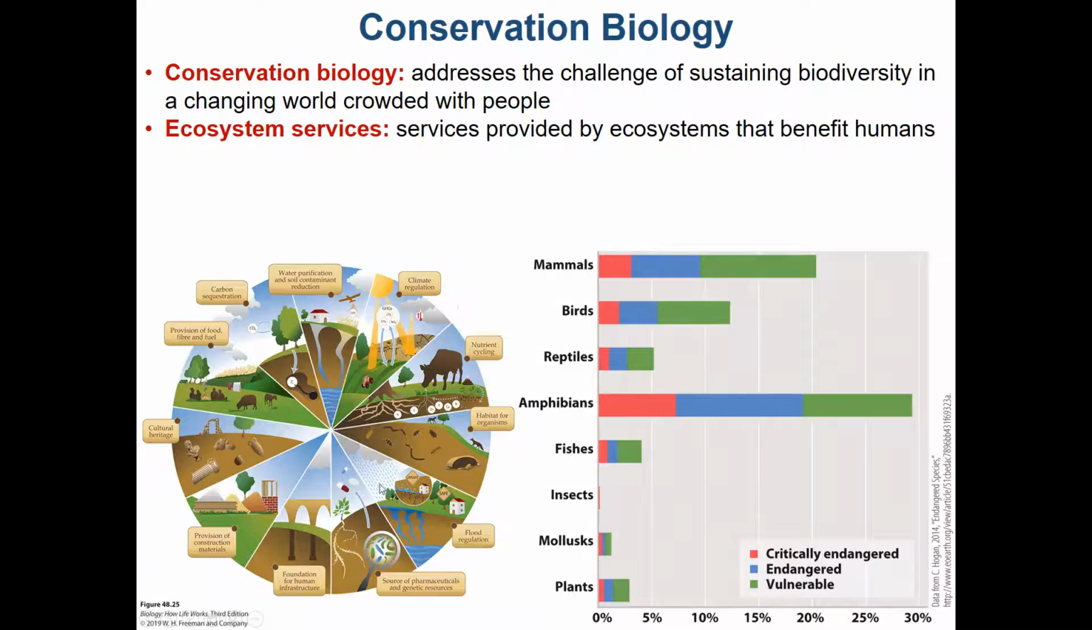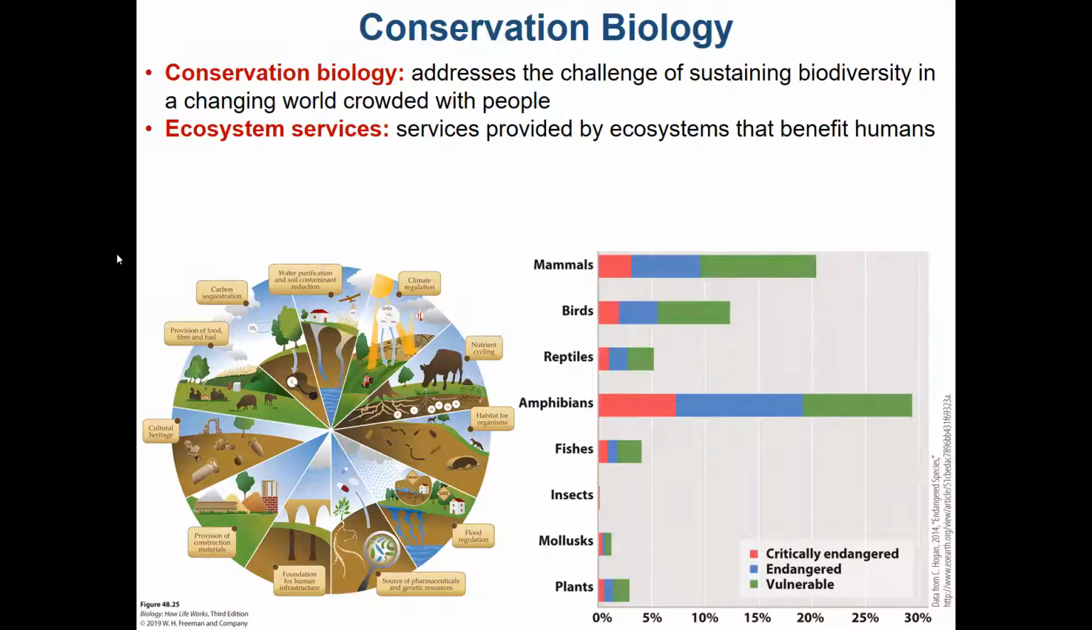We have flood regulation, source of pharmaceutical and genetic resources, foundations for human infrastructure. We get our construction material from the environment. We have our nutrient cycling, climate regulation, water and soil contamination reduction, carbon sequestration. So the earth provides a lot of services to us. So it's important that we maintain a good planet so that it can continue to provide these services.